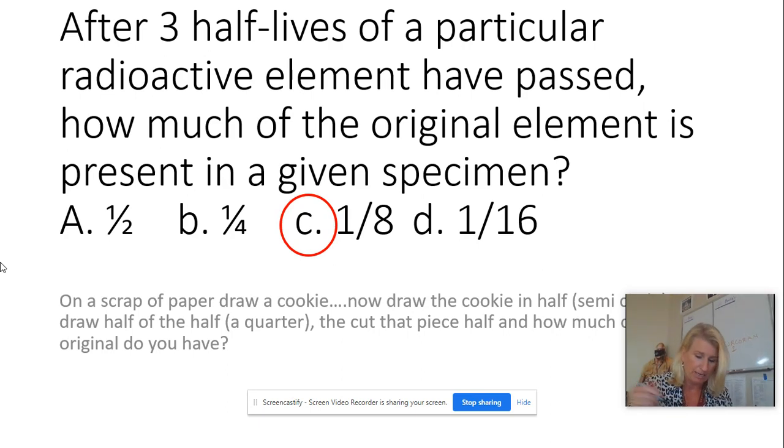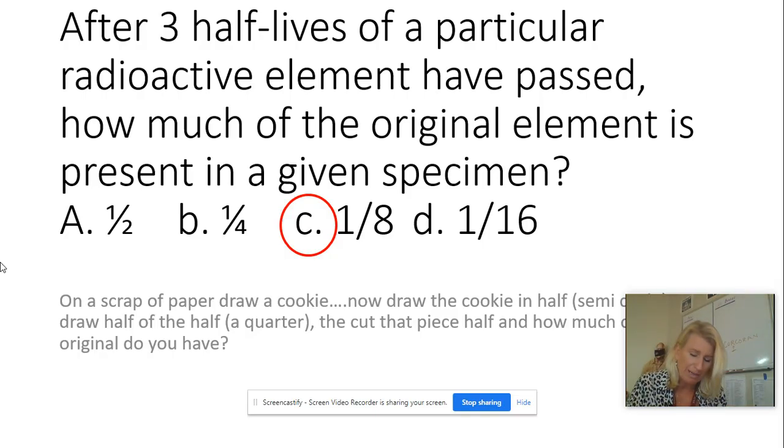It's easy for me to draw it kind of like a cookie. Here's the full amount of parent material. After 1 half-life, half is going to remain. So we have 1 half-life, half remains, okay? And then if that goes through another half-life, we only have half of the half. So a quarter remains. Then we're going to go through 1 more half-life, and we'll take a half of the quarter, which is going to be 1/8 of the original parent material.